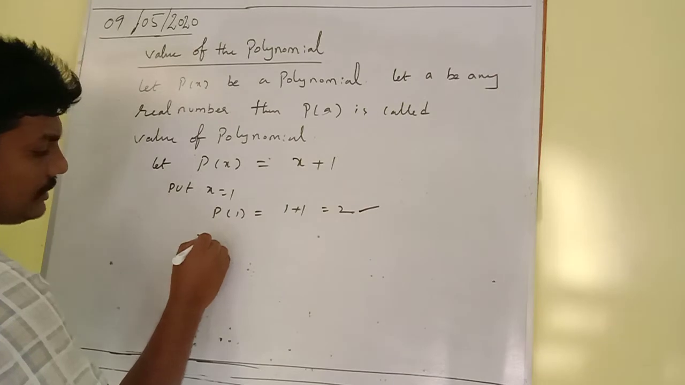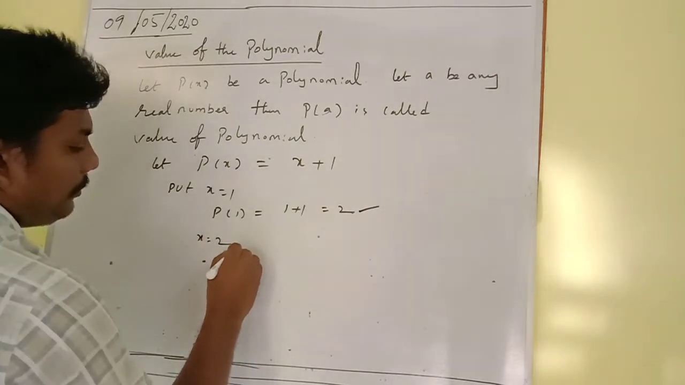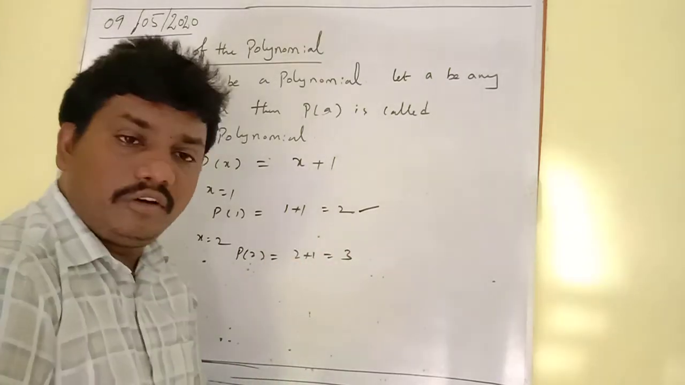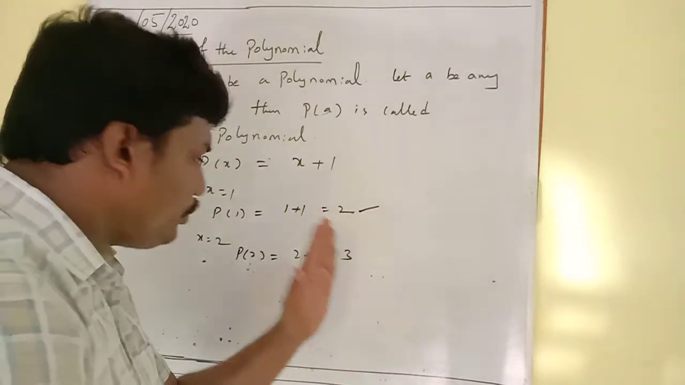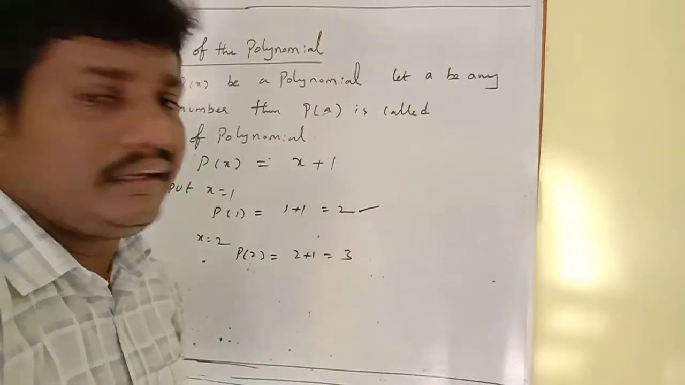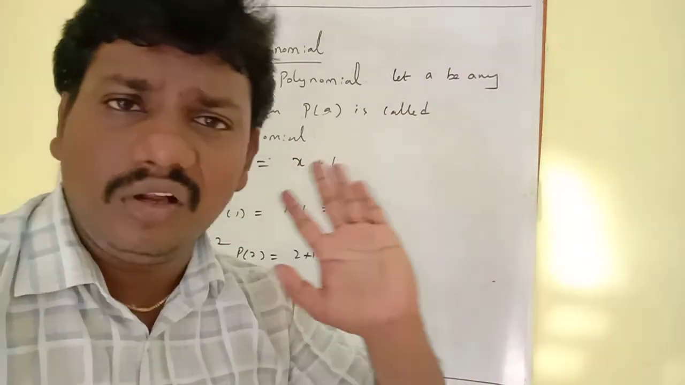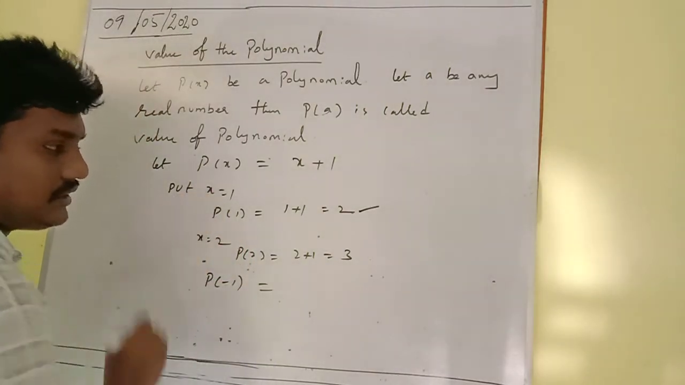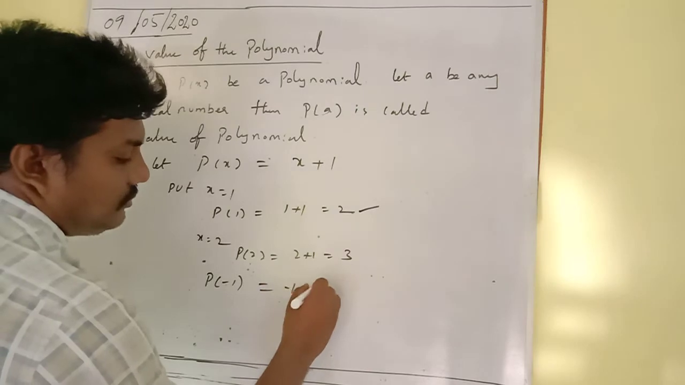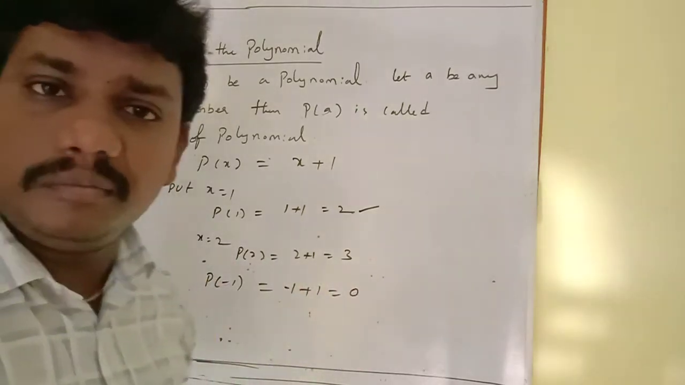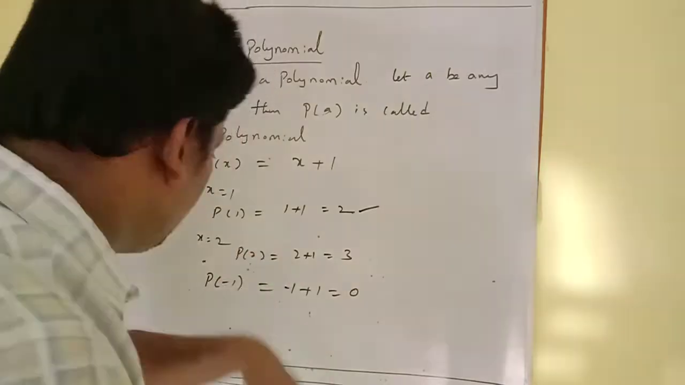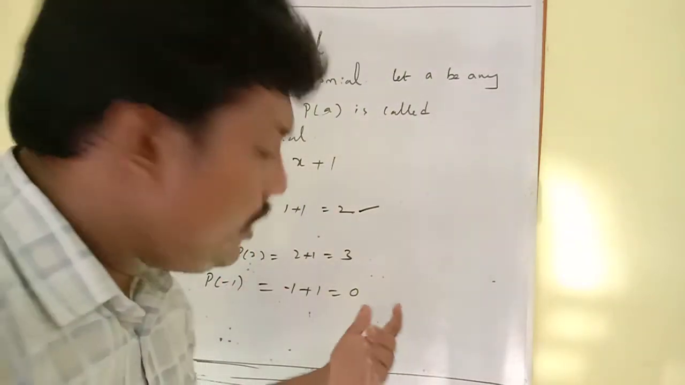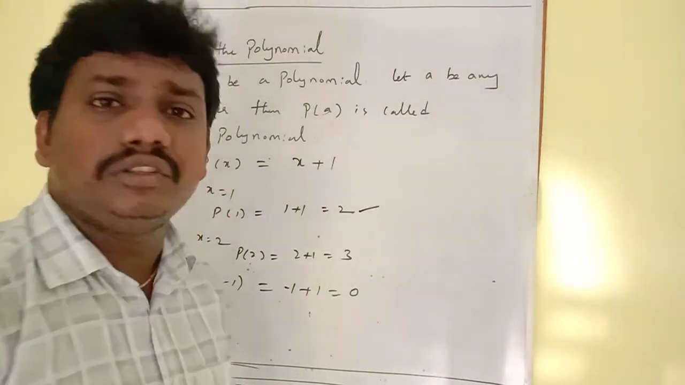Then if you substitute x is equal to 2, what happens? P of 2 is equal to 2 plus 1, that is equal to 3. Now the value of the polynomial has changed. If you substitute any real number, then correspondingly the value of the polynomial also changes. Like that, if you substitute x is equal to minus 1, minus 1 plus 1 becomes 0. So if you take minus 1 as the real number, then we get the value of the polynomial as 0.